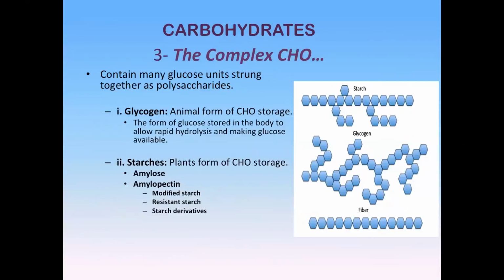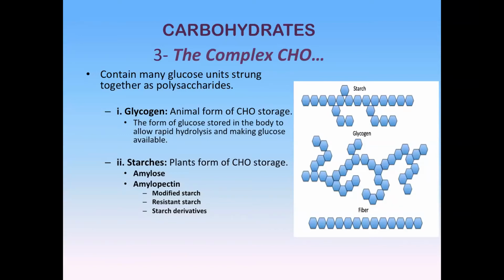So we spoke about the simple carbohydrates. Now the complex carbohydrates, as I mentioned, are glucose polymers. They are linked together to form polysaccharides. So we have two types. We have glycogen, which is the animal form of carbohydrate storage, and it's the form of glucose stored in the body to allow, of course, rapid hydrolysis and make glucose available to the blood and to the cells.